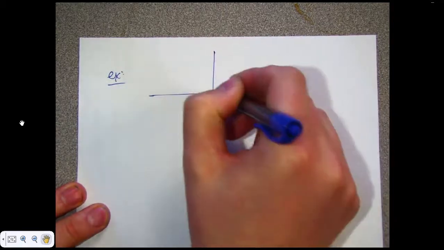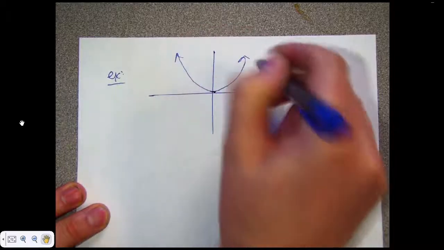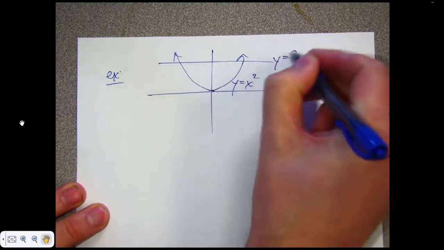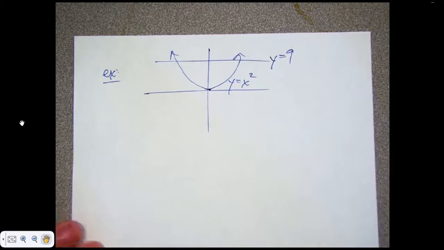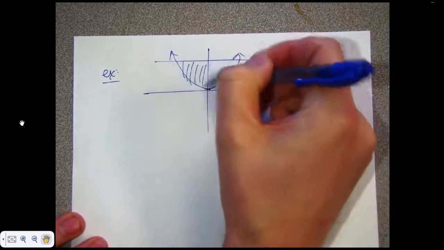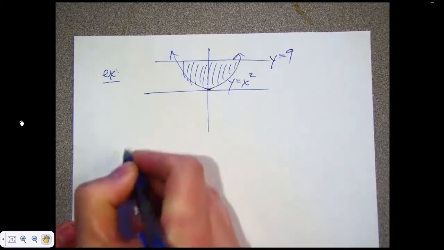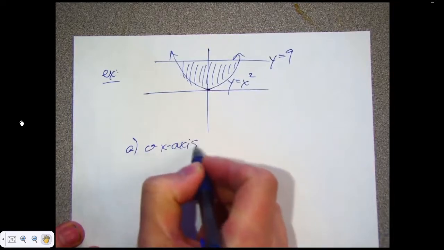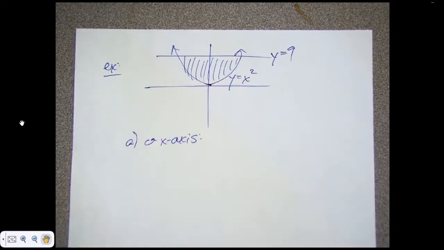So this can look a little different. Let's say it's y equals x squared and y equals 9. I got this area. Part A, I want to revolve it around the x-axis. There's going to be a part A, B, C, and D here, 4 parts. We're just setting up, so they go somewhat quickly.